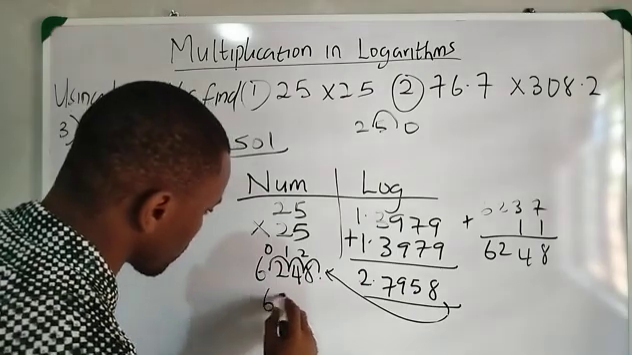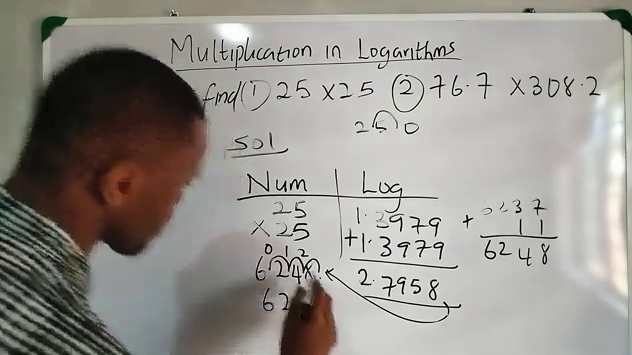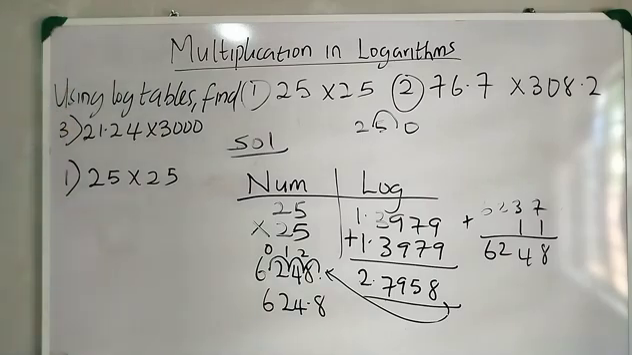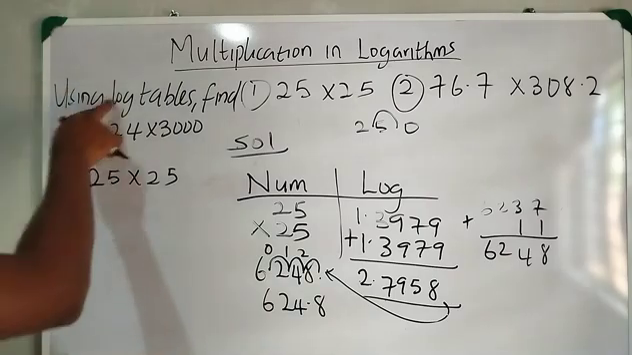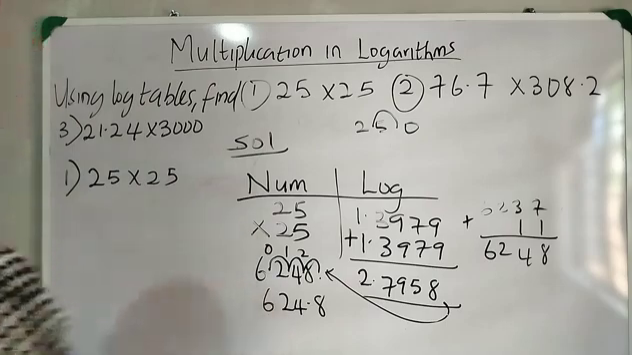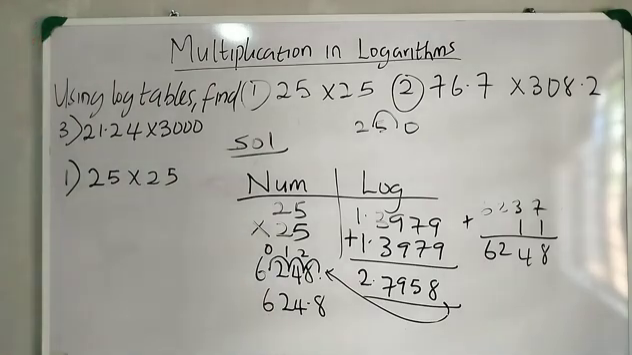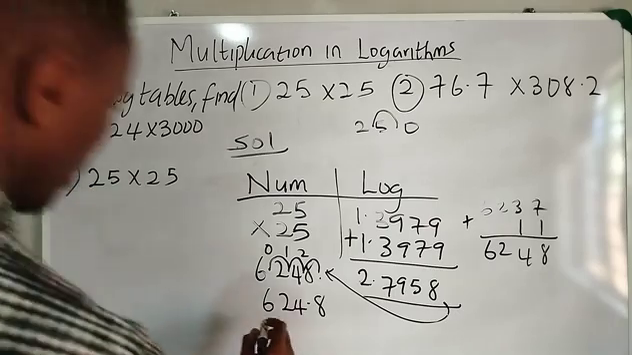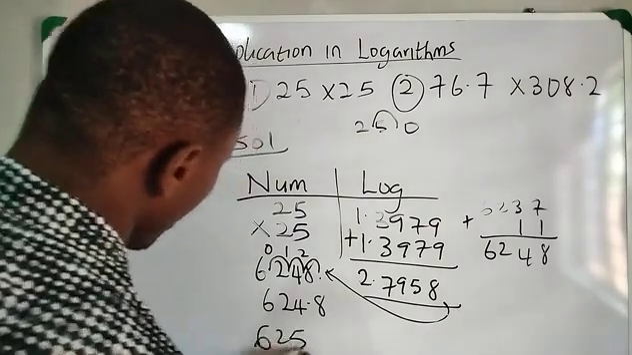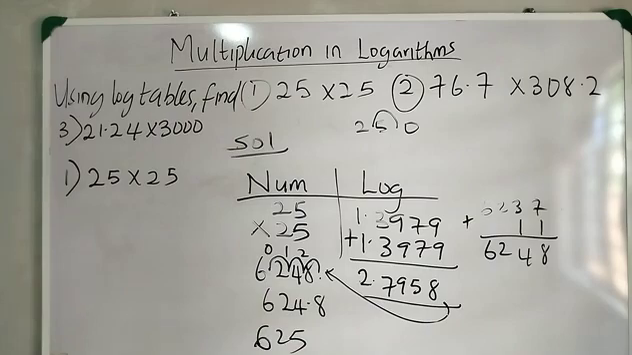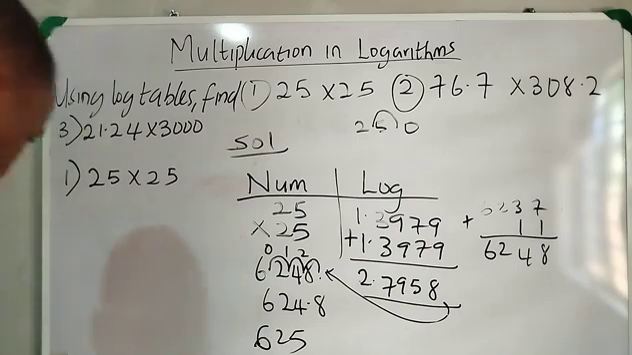Our final answer is 624.8 approximately. So when we use our logarithm tables to solve this, we got 624.8. Now if you punch this with your calculator, 25 times 25, you are going to get 625. So you can see that our logarithm table is an approximate way of getting the answer when you don't have a calculator. So 624.8 is what we've gotten. Alright, now let's move to the next example.